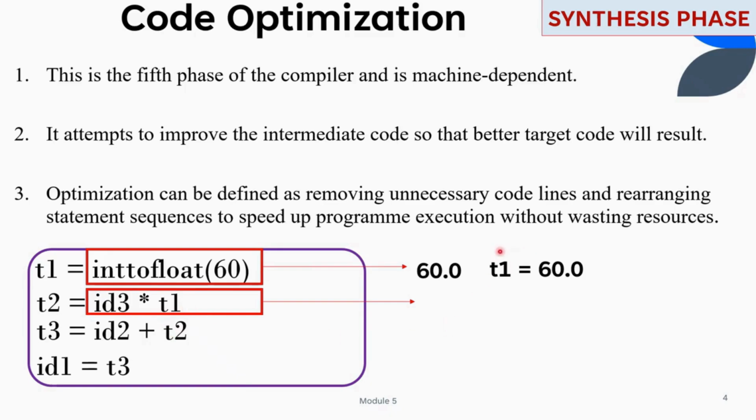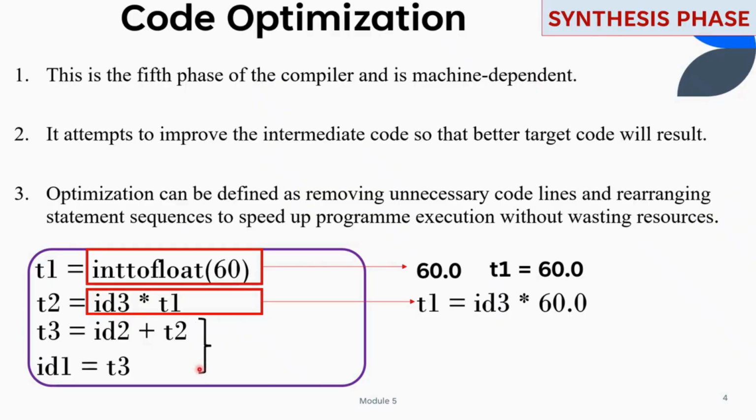If you observe, this T1 variable is no longer used. Hence, the second equation will be replaced by T1, because T1 is no longer being used for assigning the value of 60.0. Hence, we are not going to create a new variable T2. Instead, the previously created variable T1 is used and the first instruction is created. Next, because the destination of ID3 * 60 is T1, my third instruction will change. It will be written as T3 = ID2 + T1.